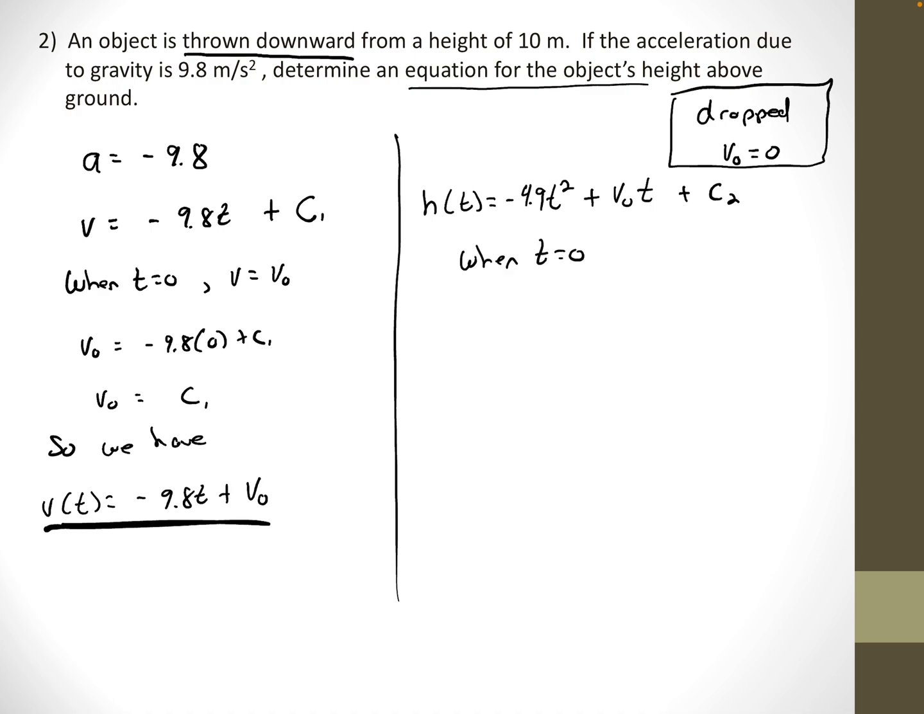But here I can solve for that constant because they did tell me that when t equals 0, the height equals 10. So I can sub in the 10 over there. This will be 0, this will be 0, and that second constant is 10. So therefore, the height is negative 4.9t squared plus v naught t plus 10.